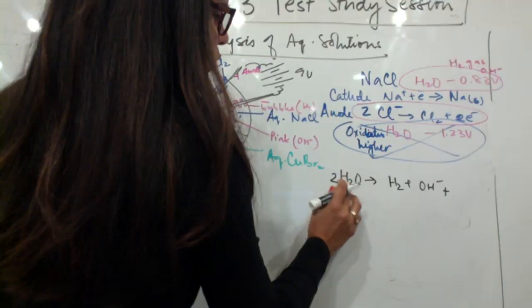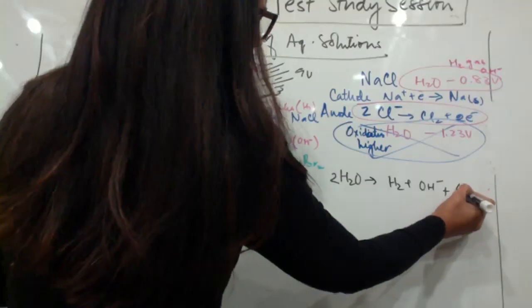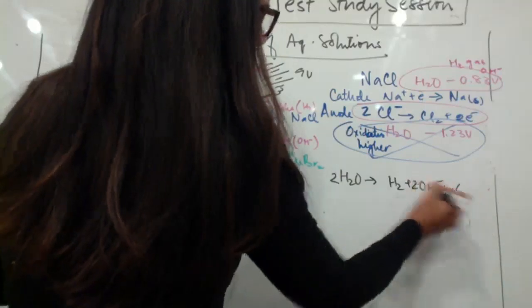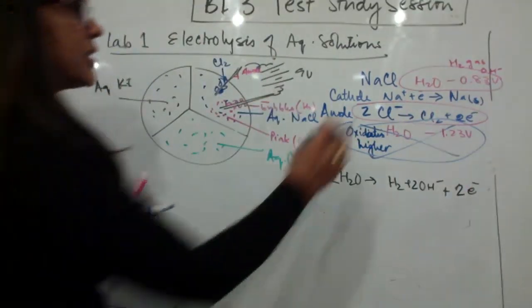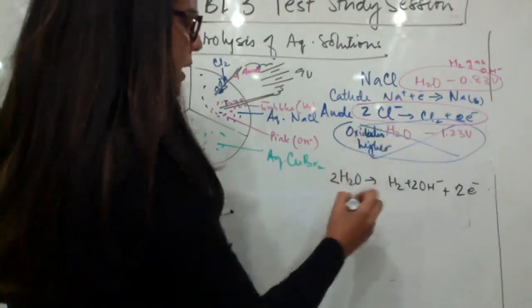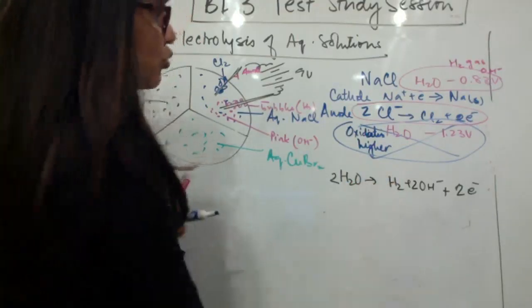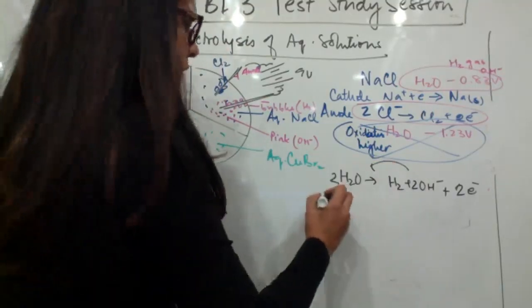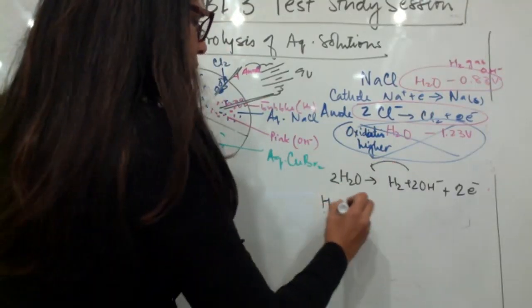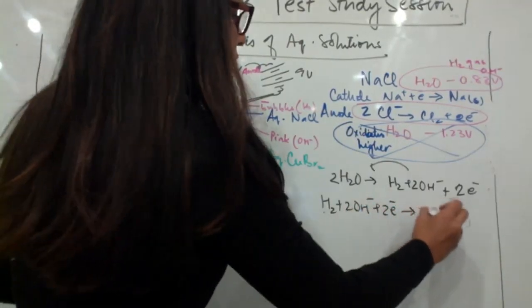So 2, I think, is it? Plus 2 electrons, correct? I think that is what it is. And then here, so this one is being reduced, right? So we have to flip it around. So we'll write it as H2 plus 2OH minus plus 2 electrons gives you 2H2O.